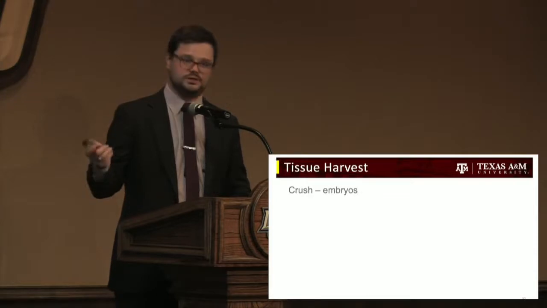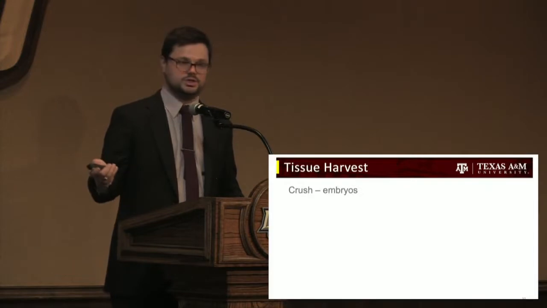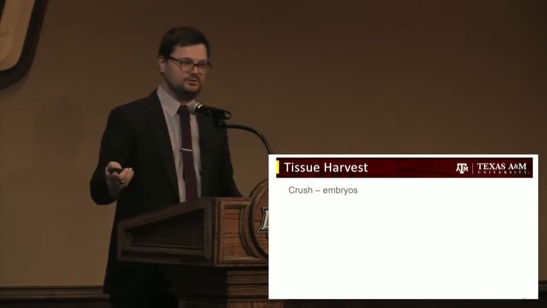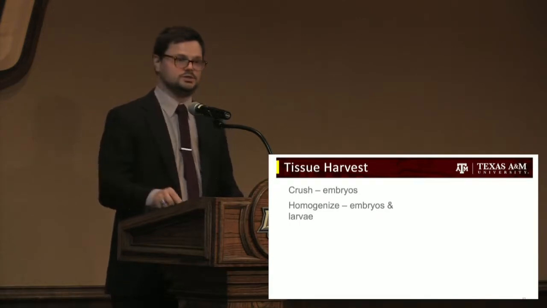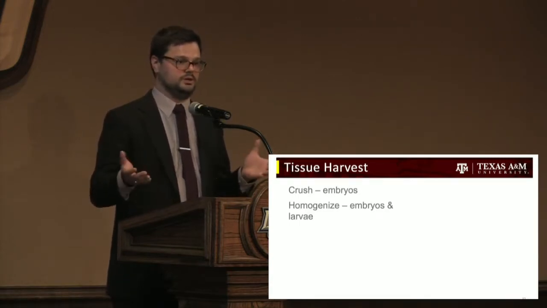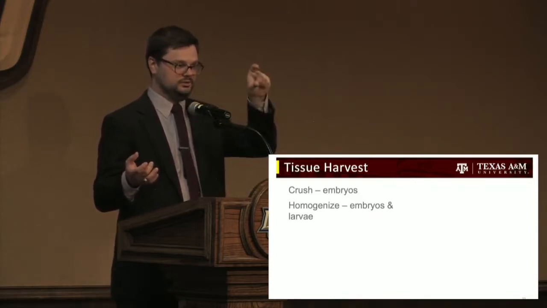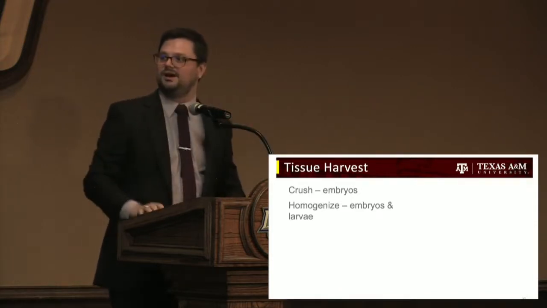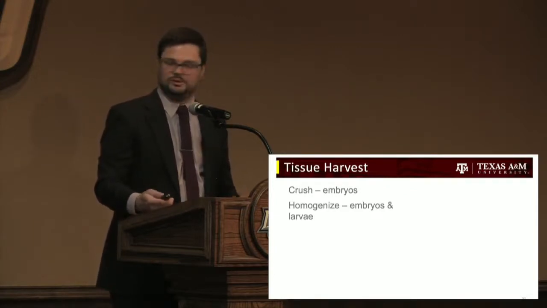And so the first thing that we need to do is collect tissue. And so we can either crush tissue, and that's mostly useful with embryos. And so you basically just get eggs and just crush them with tweezers. It's not very high throughput, and it doesn't work very well. You can homogenize, and so that's basically a mortar and pestle. You can either do that with eggs or larvae. And so the mortar is basically just an Eppendorf tube, and then the pestle is just a tiny little plastic pestle. That is kind of messy, and it doesn't work very well.